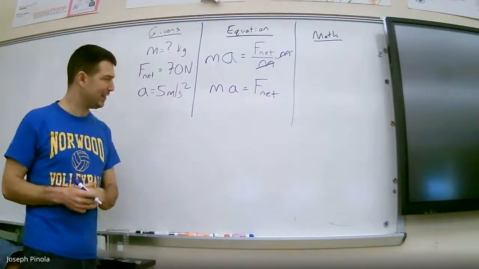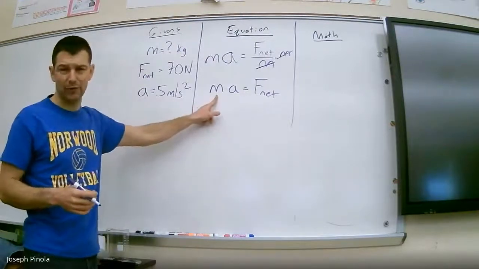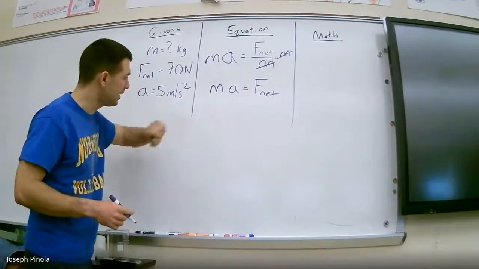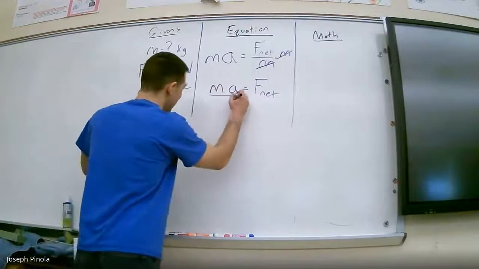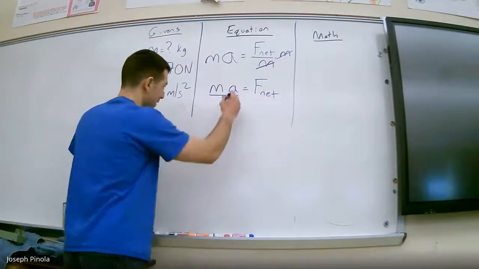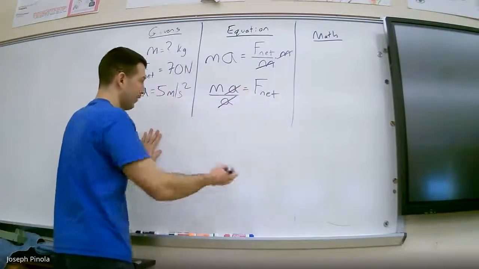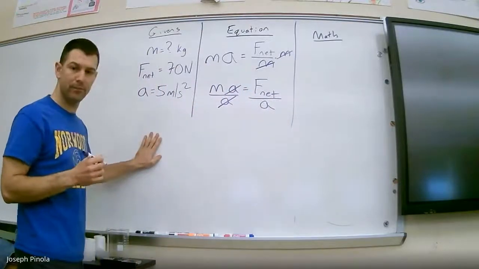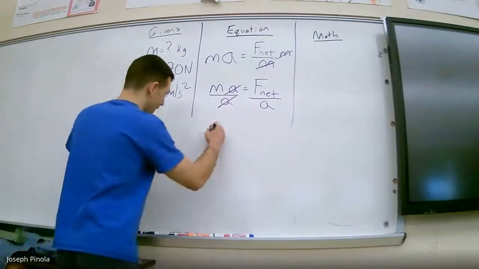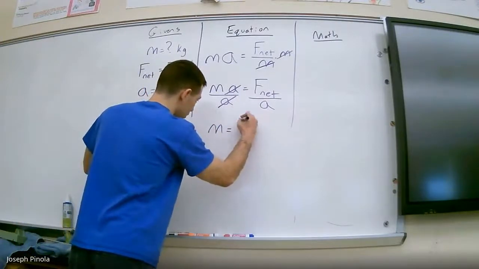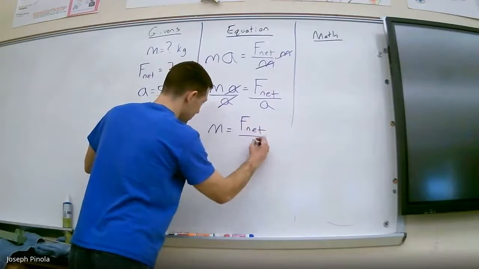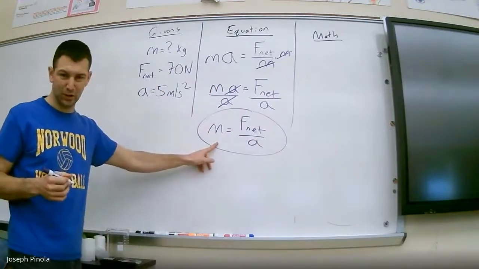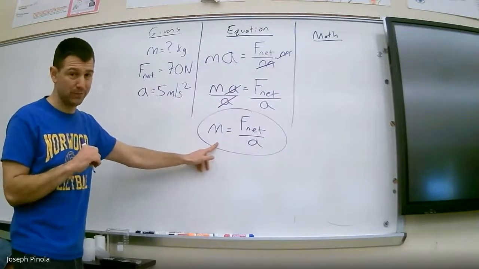But guess what? m is still not by itself. We have to do a second step here. In order to get m by itself, we need to now divide the left side by a, so that the a's cancel on the left. And we have to divide the right side by a as well, meaning that m is equal to F net divided by a. This is the equation that we should use.